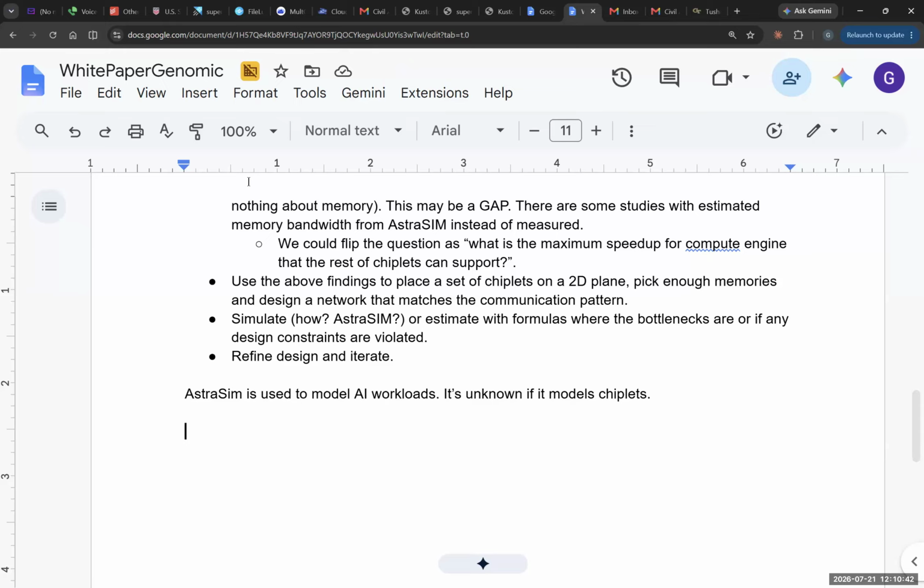I'm sorry if you mentioned it and I missed it. What technology is this for? ASAP 7. Okay, I think that will be very useful. I don't know if AstraSim has models for memory. Does anybody know?